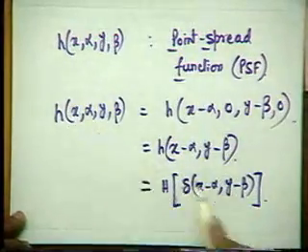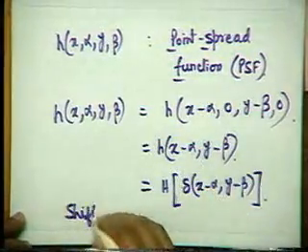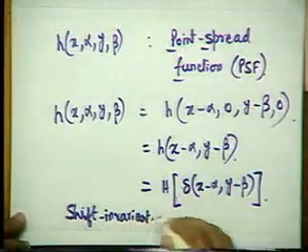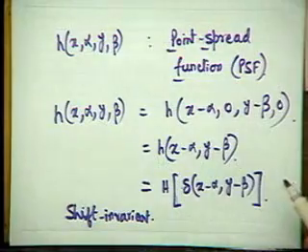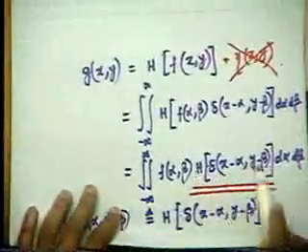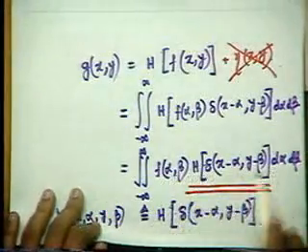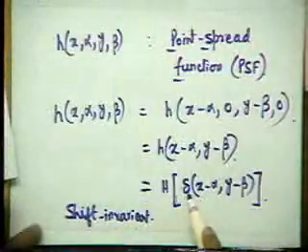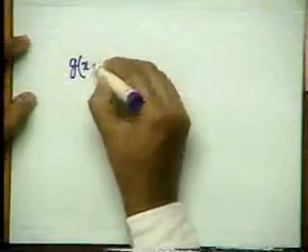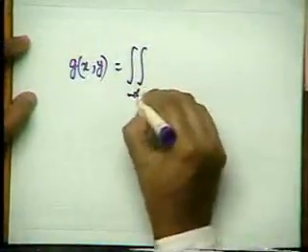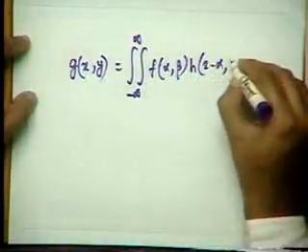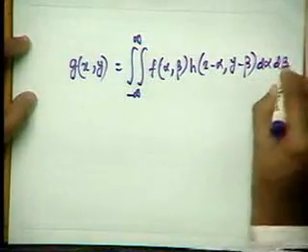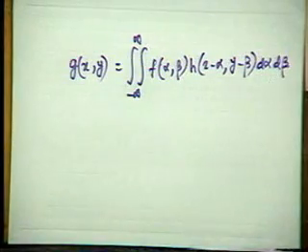Okay, this and this are by definition the same, and because it is shift invariant, or rather position invariant, we can write H of delta X minus alpha, Y minus beta equal to small h of X minus alpha, Y minus beta. Now if we substitute this relation into this integral, g of xy equal to f of alpha beta h of delta x minus alpha, y minus beta, then what results is g of xy equal to the integral from minus infinity to plus infinity of f of alpha beta h of X minus alpha, Y minus beta d alpha d beta.